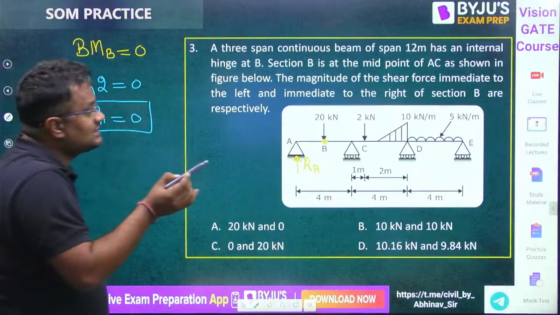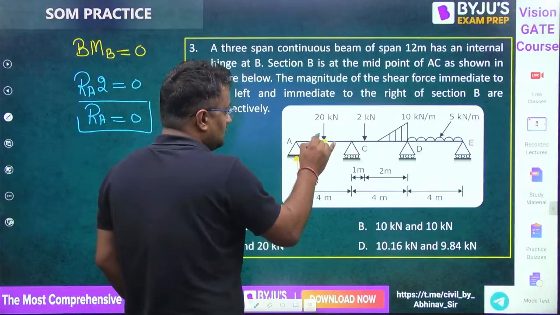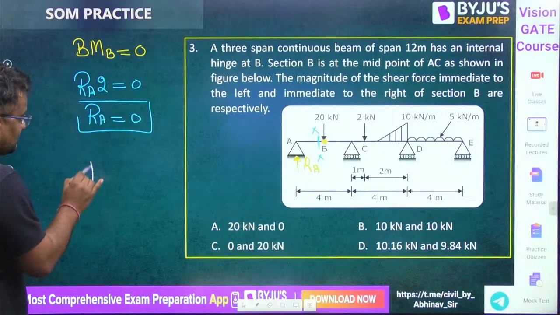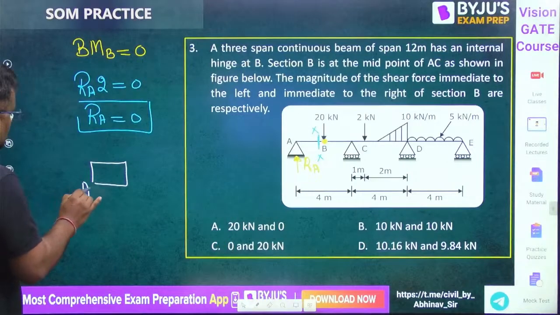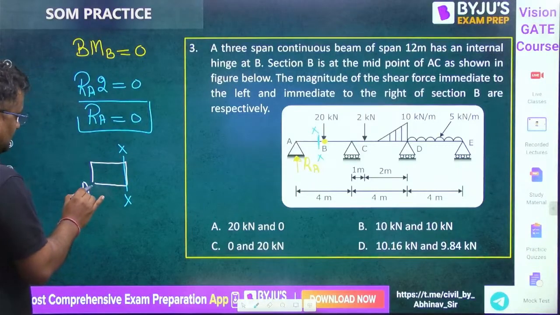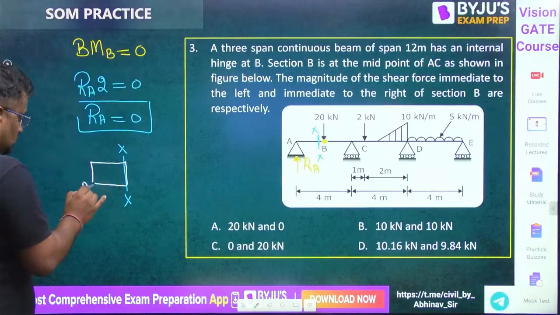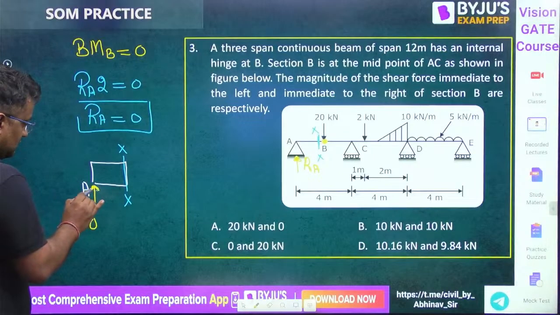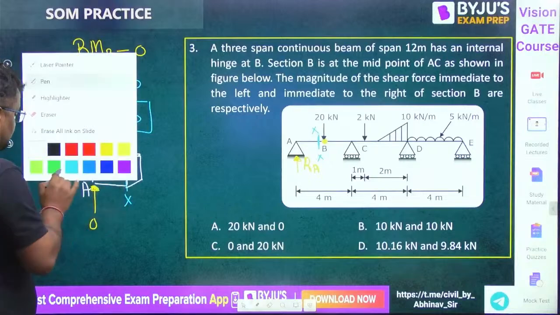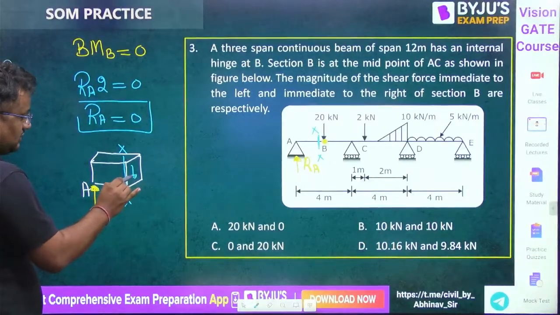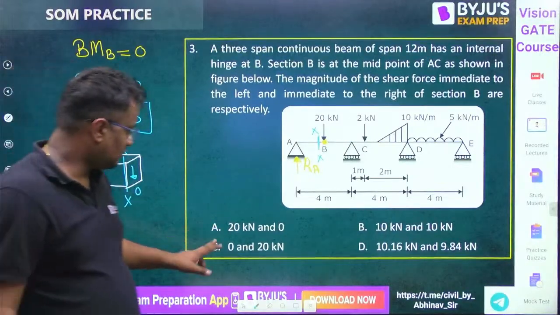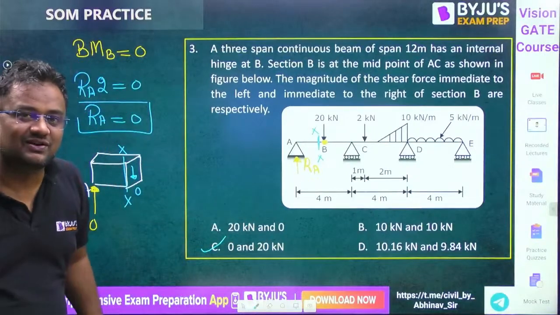Okay, now just left of B. That means here, section XX, so I am cutting. What is shear force? I told you yesterday, no? So here this RA is 0. So what is the internal force coming here? If RA is 0, then for force equilibrium, summation Fy is equal to 0, so this should be 0, no? So at section XX, just left of B, it is coming 0. So of course C is the answer. But let me check the right hand side also.